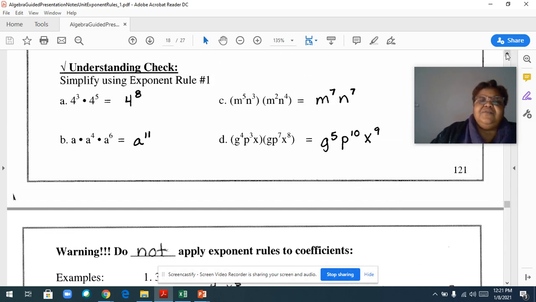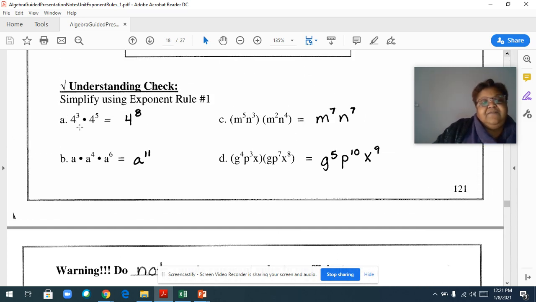Okay, let's go over the understanding check. 4 to the 3rd times 4 to the 5th, that's 4 to the 3 plus 5, which is 8. Here, again, this is where kids mess up. 6 plus 4 is 10, and then you forget about this a that's right there. That's a to the 1st power. So write that 1 there so you won't forget. So 1 plus 4 is 5, plus 6 is 11. Here, I'm going to put my m's together. I'm going to rewrite them and put them together. M to the 5th times m squared, and then n to the 3rd times n to the 4th. So just put them together. So 5 plus 2 is 7. 3 plus 4 is 7.